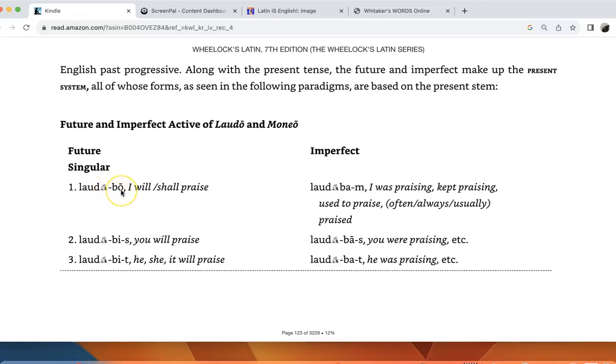Here you'll see we have a new set of endings which will need to be memorized. So for the future tense, we have bo, bis, bit, bimus, bitis, bunt. And for the imperfect, we have bam, bas, bat, bamus, batis, bant. You can see that this is going to have to be learned and practiced, and then it'll be a little bit intuitive. As your book points out, there is a key vowel for the future tense, namely the letter I, which is not in all of the persons.